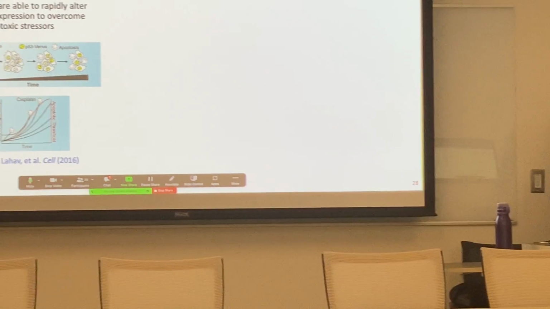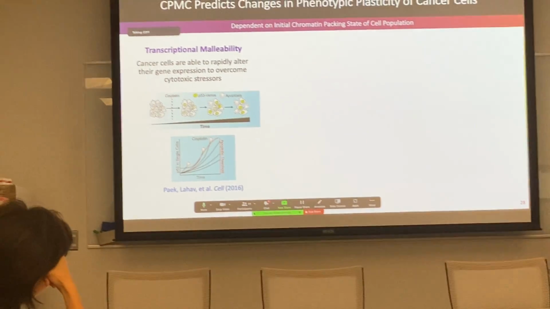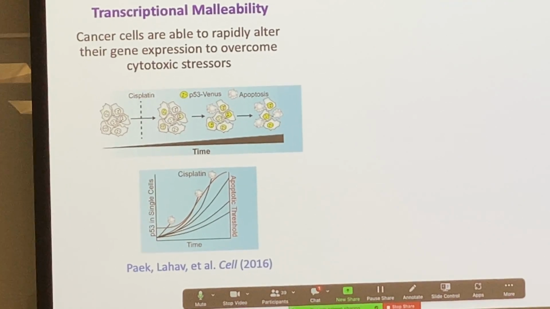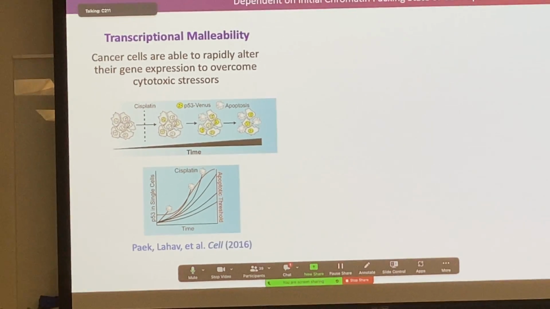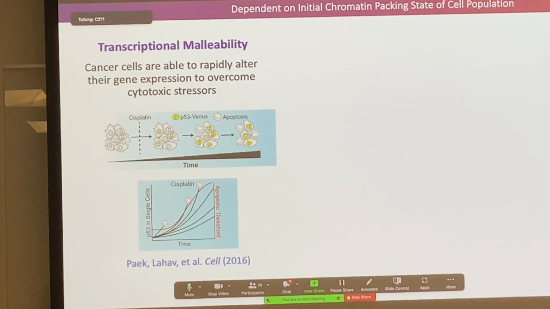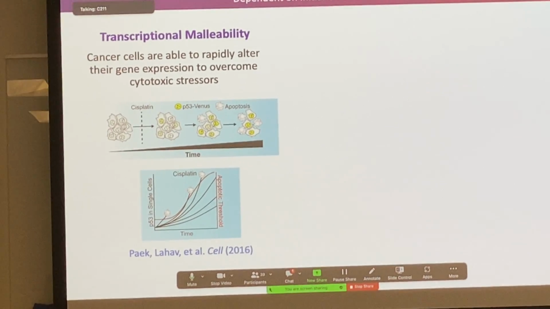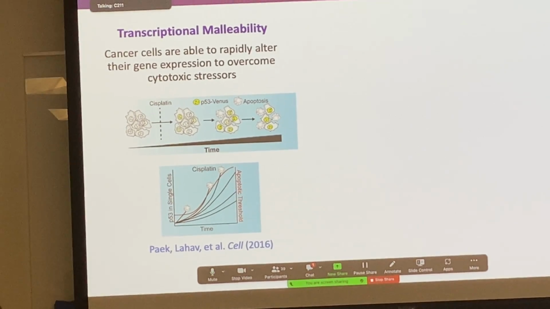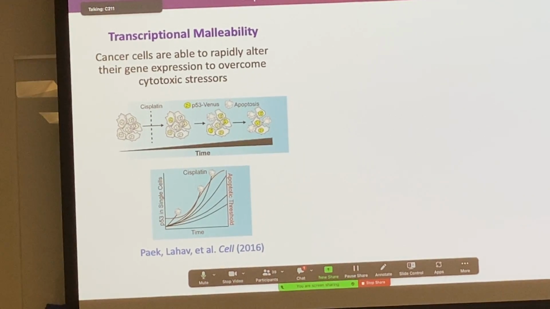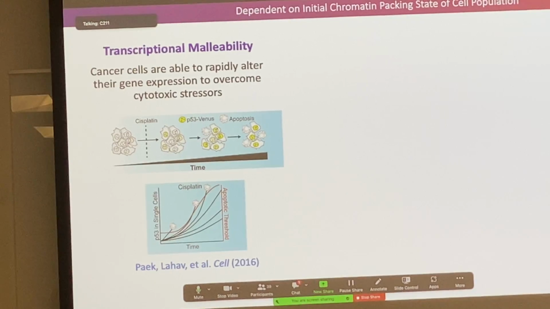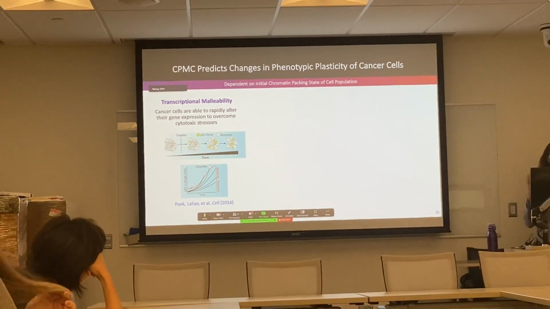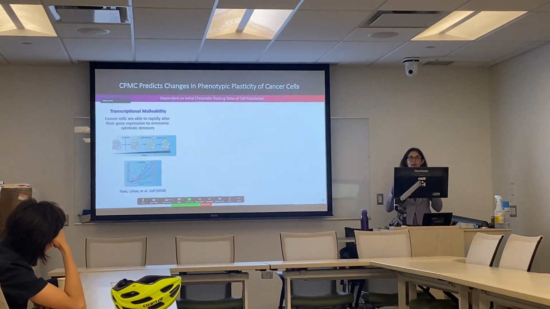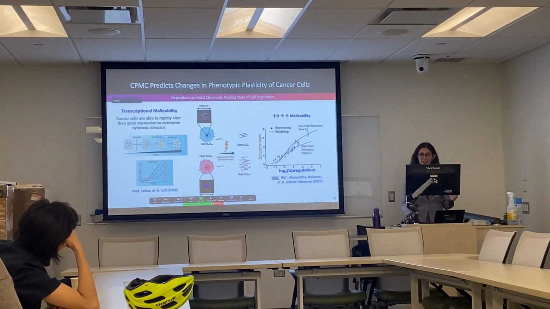So there are two distinct aspects of phenotypic plasticity that can allow cancer cells to be, for example, more chemoevasive and more malignant. One of these aspects that we consider explicitly is transcriptional malleability. This is because cancer cells that are able to rapidly alter their gene expression to overcome cytotoxic stressors might be able to evade chemotherapy better. And this is changes in the mean levels of gene transcripts.